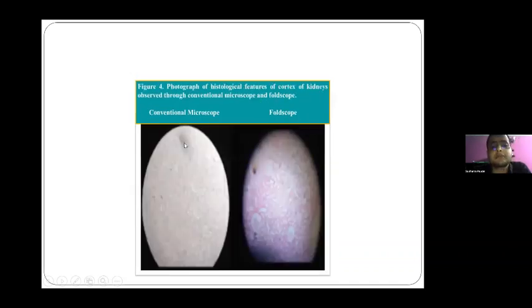Similar observations were made in the cortex as well. We can see here the Bowman's capsule. See here the glomerulus.